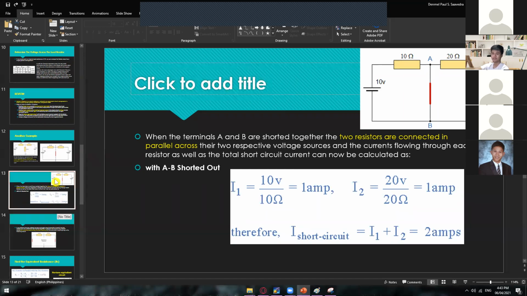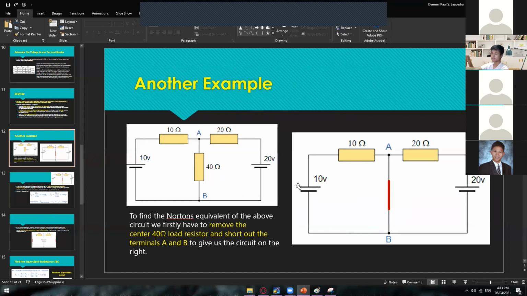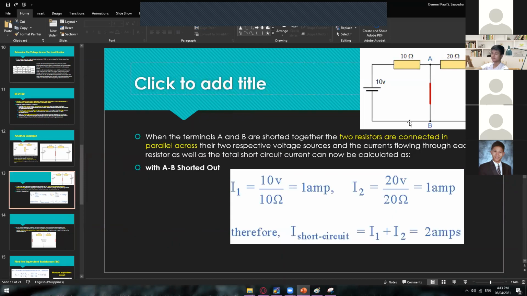And how did we get those values? Again, just short this one, since this is our load resistance, the 40 ohm load resistor, and then find the current. So the current for I1 and I2: we have 1 amp, 1 amp, so a total of 2 amps for the Norton's current.